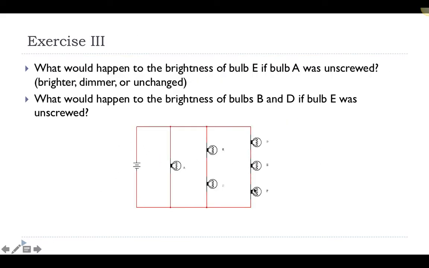All right, now we're going to put a third branch in. What would happen to the brightness of bulb E over here if A is unscrewed? Is bulb E going to become brighter, dimmer, or stay the same? And what would happen to the brightness of B and D if E is unscrewed? B and D, excuse me. Let's just see what happens when I unscrew different bulbs here.